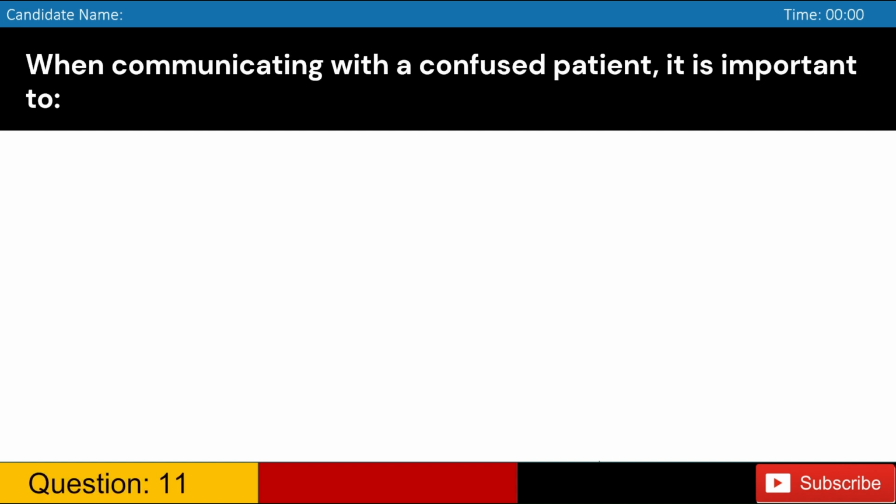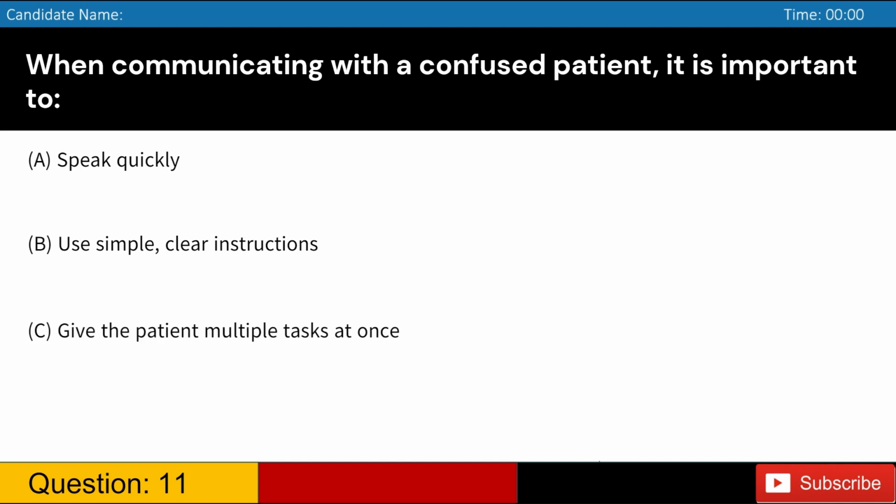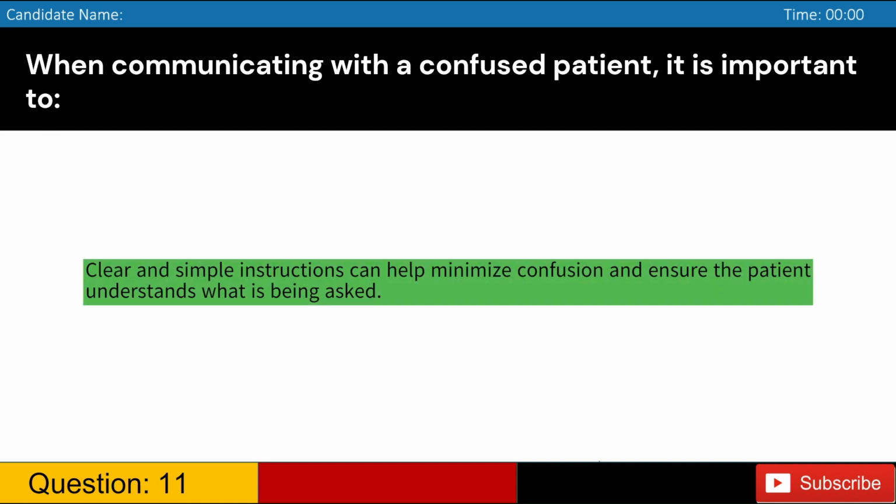When communicating with a confused patient, it is important to: A. Speak quickly. B. Use simple, clear instructions. C. Give the patient multiple tasks at once. D. Ignore their confusion. Answer, B. Clear and simple instructions can help minimize confusion and ensure the patient understands what is being asked.